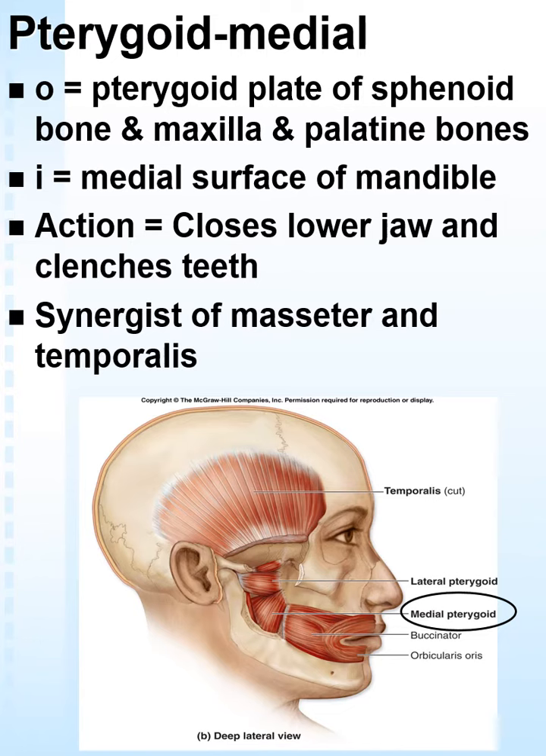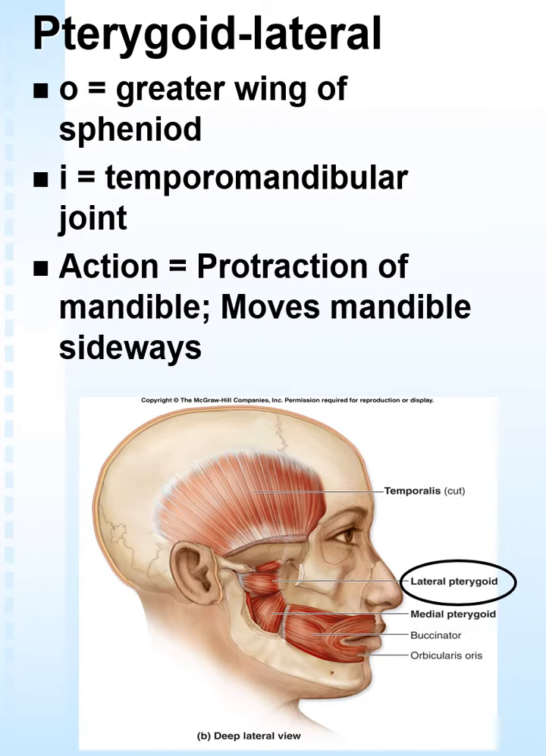The lateral pterygoid also is responsible for protracting the mandible and moving the mandible from side to side during chewing. And so this originates from the greater wing of the sphenoid, and this inserts on the temporomandibular joint. Again, this will be more lateral in comparison to the medial pterygoid muscle.